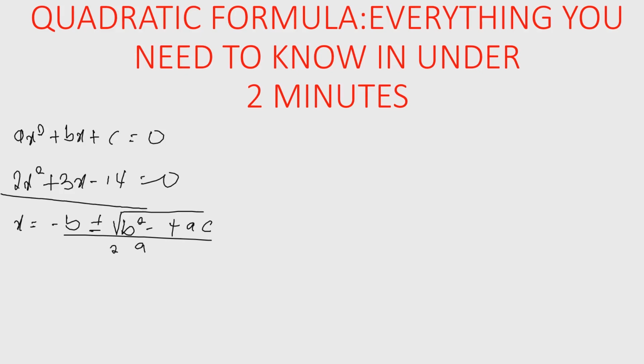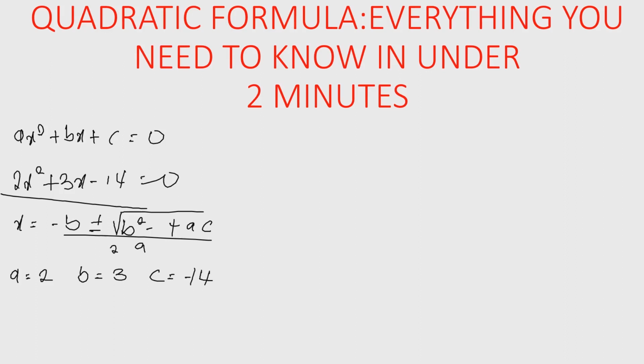Now you notice, if you compare the original equation with the one we have to solve, you discover that your a is equal to 2, your b is equal to 3, and your c is equal to minus 14. So a is always the coefficient of x squared, b is always the coefficient of x, and c is the constant. So you come here and put in your formula.